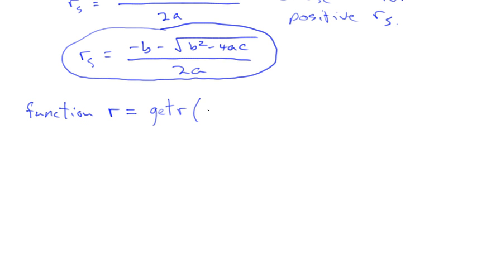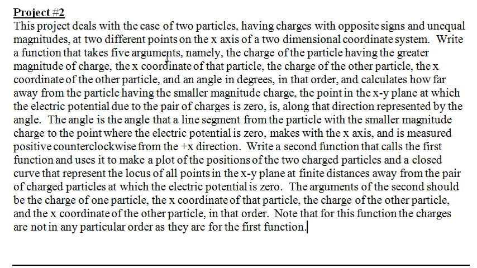And this is going to be a function of, I think it's QB, XB, XS, and then theta. I'm going to check the handout to make sure I get those in the right order, because that was this one, the order is specified. And the handout, I think, was the bigger charge first. Let's make sure of that. It takes 5 arguments, namely the charge of the particle having the greater magnitude of charge, and then the x-coordinate of that, the charge of the other, the x-coordinate of that, and the angle. So yeah, I'm good. I started with the bigger one, just as I was supposed to.